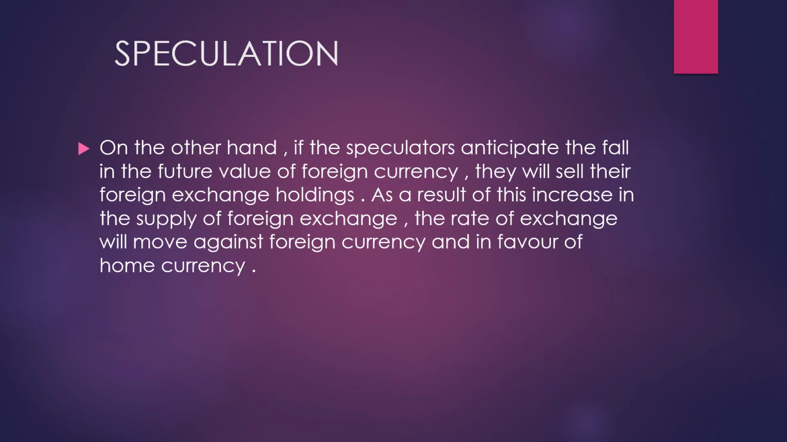Next, if the speculators anticipate a fall in the future value of the foreign currency, if they predict that in the forthcoming months, in the near future, the dollar is going to fall, what will they do? They will sell their foreign exchange holdings right now because it is going to fall. As a result, there is an increase in the supply of foreign exchange, and the rate of exchange will move against the foreign currency and in favor of the home currency. So this speculation also manipulates the dollar and rupee value.